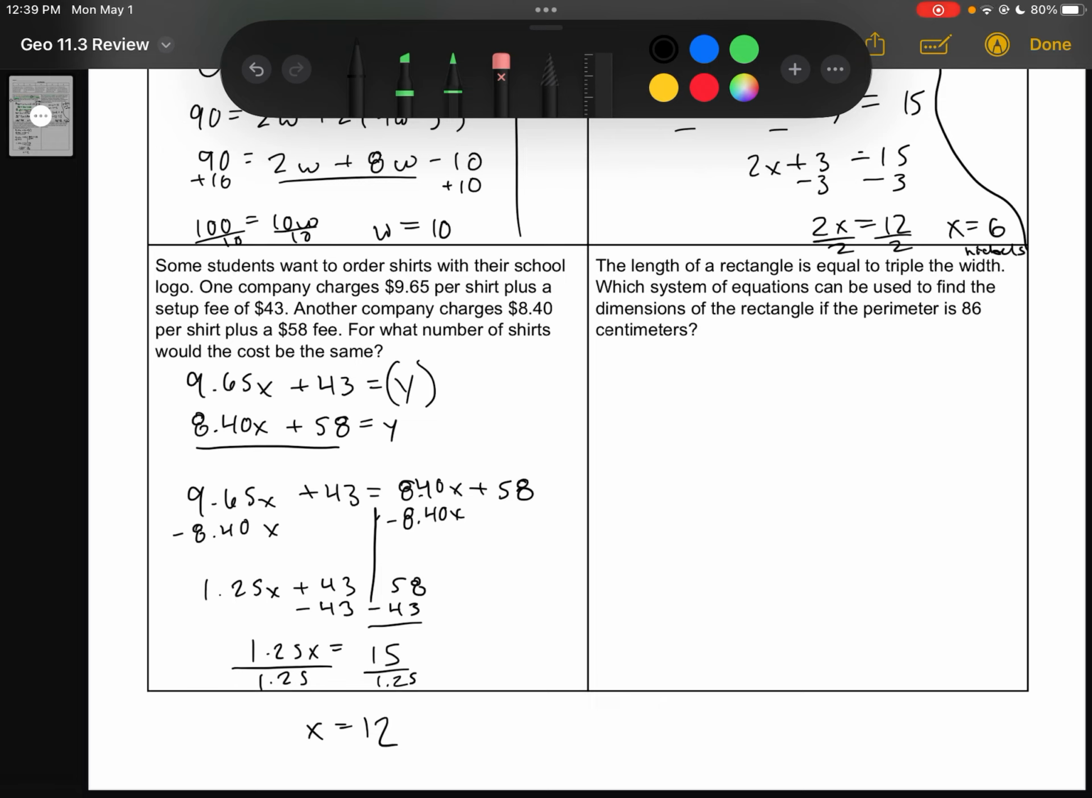So that is, the question is only asking us for how many shirts. So we've actually just answered the question with just X this time, because that's all it wants is what number of shirts. So we figured it out, 12 shirts. To find the cost, you just plug it back in. So if they were also asking for cost, you would just go to either equation, plug in 12, and that would give you Y.